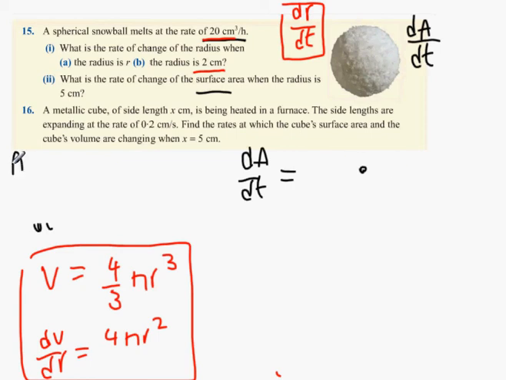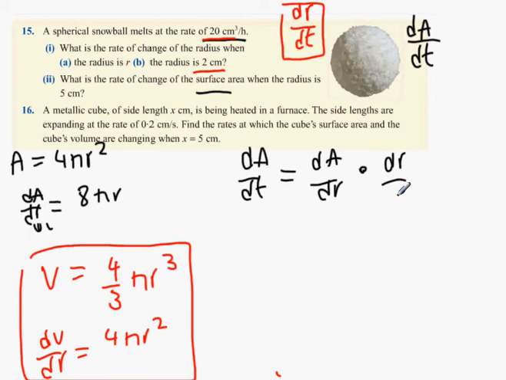We have a formula for A. The surface area of a sphere is 4 pi r squared. Automatically I know I can get dA/dr straight away by differentiating into 8 pi r. So that's my dA/dr part done there. And now I have my dr/dt. Now it says find the rate of change of the surface area when the radius is 5. I need to find dr/dt.